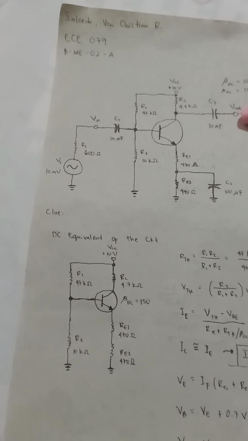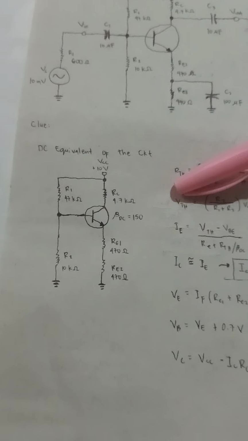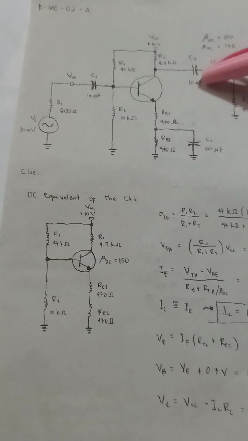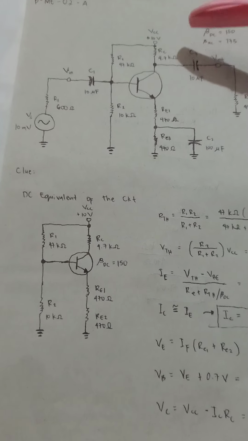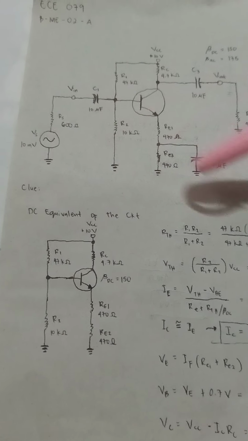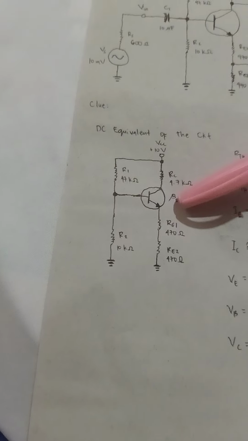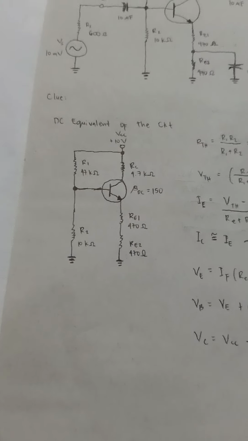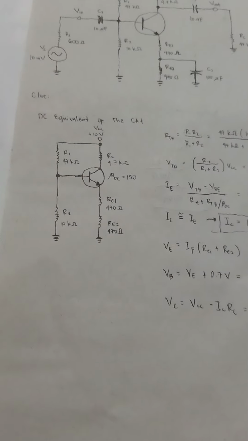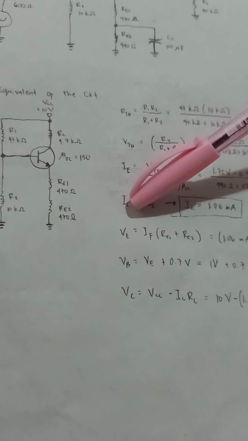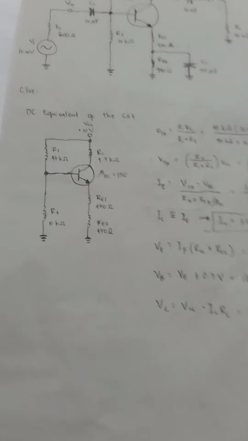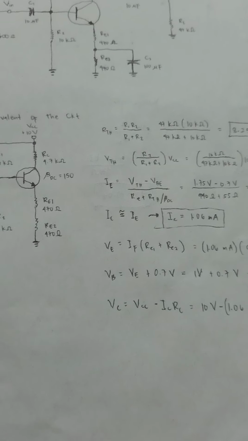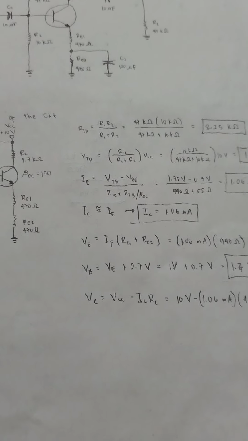So first, to find the DC equivalent of the circuit, we must turn off the capacitors from the main circuit, which are C1, C2, and C3. So the DC equivalent circuit will be this. To find the IE, IC, VE, VB, and VC, first we must solve for the RTH and VTH by using the Thevenin formula.